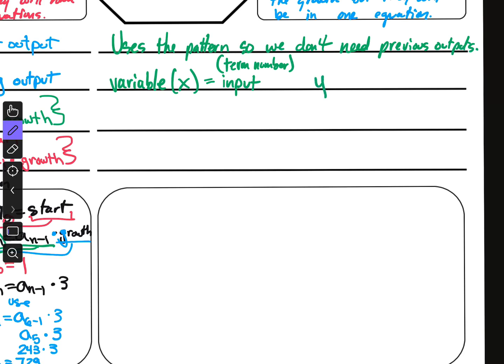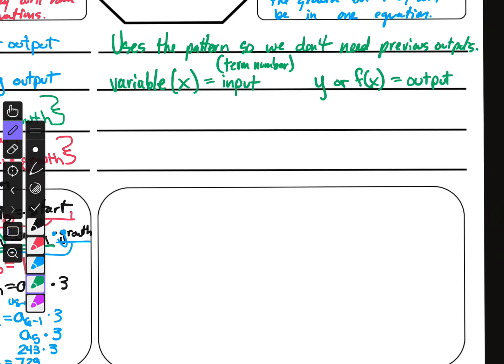Then we use the y variable, or if we're doing function notation, f of x, and that's going to be our output. So x is input, y is output. X is input, f of x is output. That's how we're going to take a look at those ones.